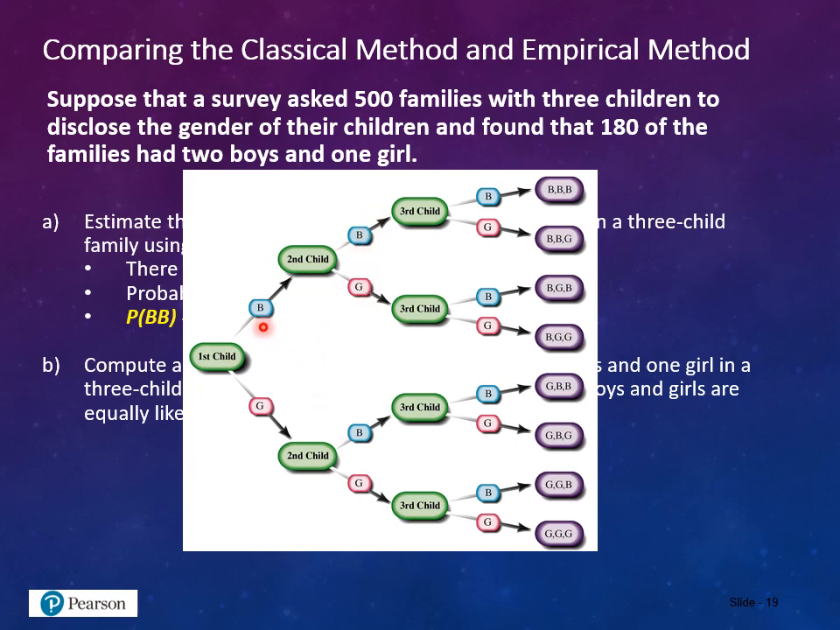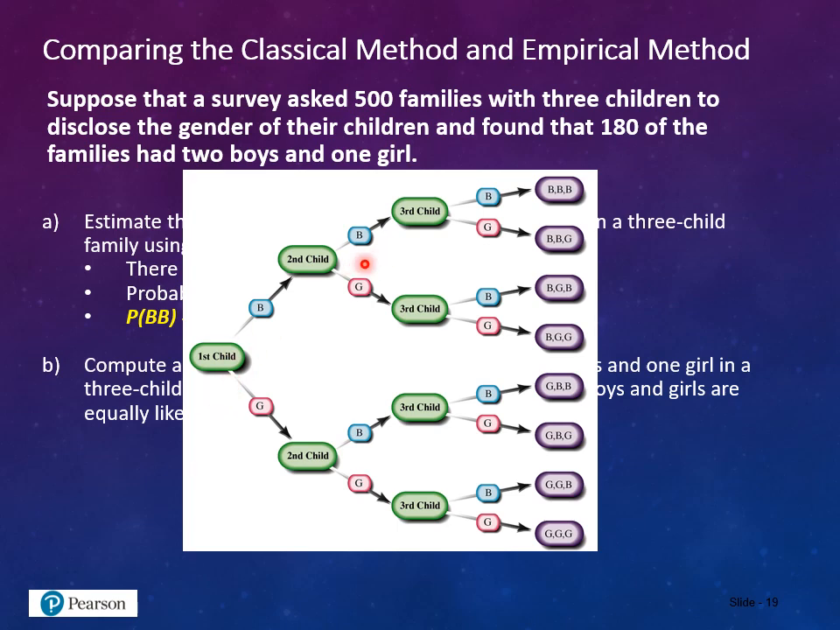But notice, if the first child was a boy, then we have that option, boy, girl, for the second child. If the first child was a girl, we have that same option, boy, girl, for the second child. And then the third child, we have that same boy, girl option. But notice now, what's happening is we have these different kind of organizations of families.